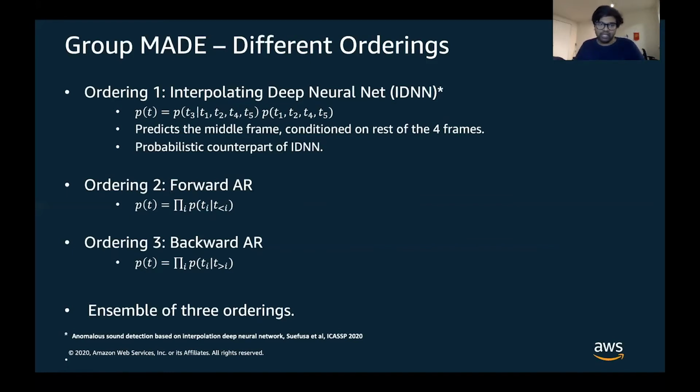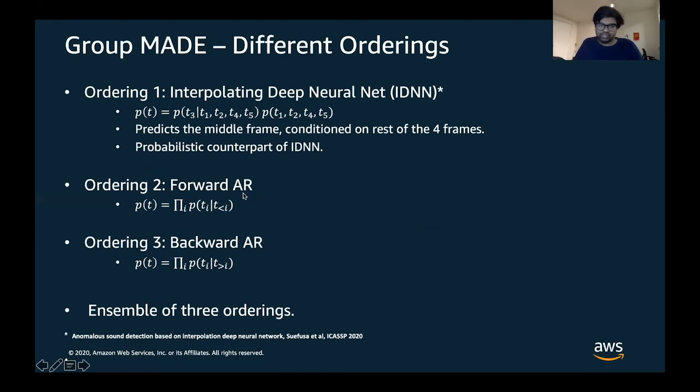In our group MADE framework, we can decompose this distribution over 5 frames into two terms, so there are essentially 2 groups. The first group is the 4 frames, x1, x2, x4, x5, and the other one is just x3. So x3 conditioned on those 4 frames is our other term. Essentially it predicts the middle frame conditioned on the rest of the 4 frames. You can view that as a probabilistic counterpart of IDNN.